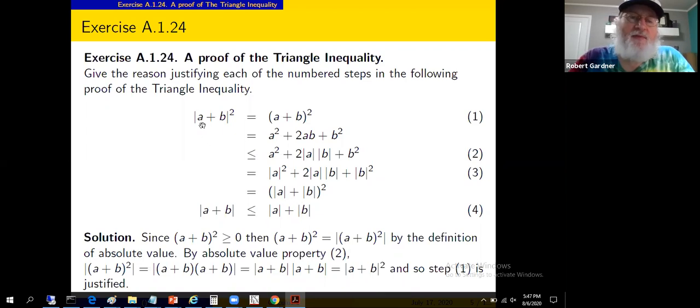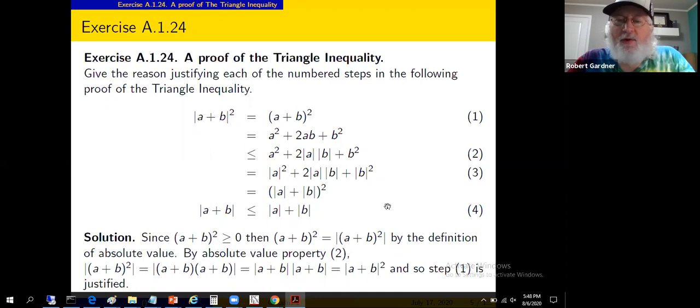We're trying to show the absolute value of a plus b squared equals a plus b squared. Well, we know a plus b squared equals this thing here, and this thing here equals the absolute value of a plus b, quantity squared. So paste those together, and we get that the outermosts are equal. The a plus b squared equals the absolute value of a plus b squared, and that's the first step. So that justifies step 1. That's how we get from here to here using the properties of absolute value.